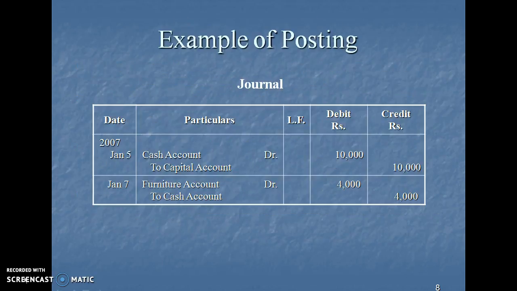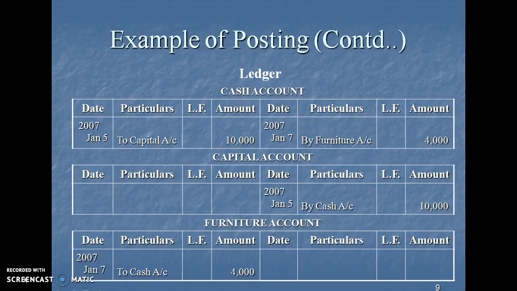Examples of posting. For example, there are two entries: cash account debited to capital account 10,000, furniture to cash account 4,000. How will you make the entry? In the cash account, on the debit side, there will be to capital account 10,000. In the capital account, on the credit side, it will be by cash account 10,000. Furniture to cash account: again, on the credit side of the cash account, by furniture account 4,000, and in the furniture account, to cash account with the amount 4,000.